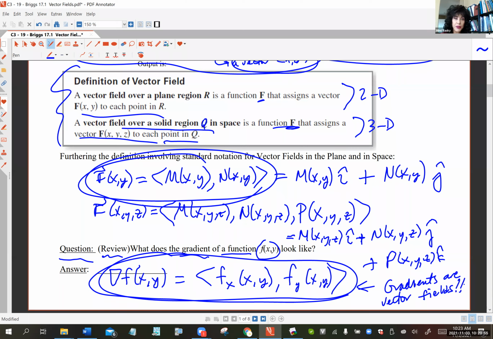Gradients are vector fields. Now, is the reverse true? Are vector fields all gradients? Oh no. The reverse is not necessarily true. Be careful on that one.